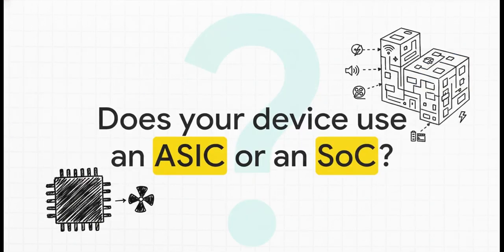I want to leave you with a final thought to apply what you've learned today. Take a look at the device you are using to engage with this explainer right now. Think about everything it's doing simultaneously for you: processing video, connecting to the internet, managing a battery, outputting audio. Based on what we've just unpacked, is it relying on the single-function raw power of an isolated ASIC or the massive, all-in-one apartment complex ecosystem of an SoC?